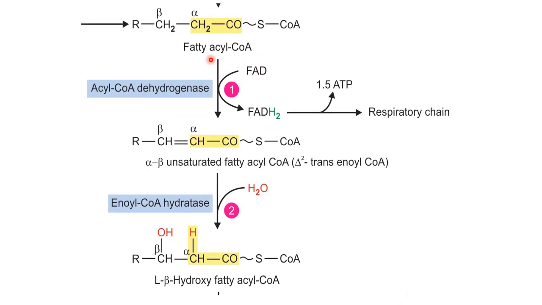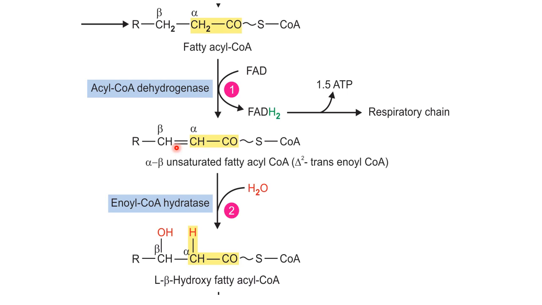Now, fatty acyl-CoA undergoes FAD-linked oxidation, and the enzyme is acyl-CoA dehydrogenase. At the end of this FAD-linked oxidation, FAD gets converted to FADH2, and the fatty acyl-CoA gets converted to the alpha-beta unsaturated fatty acyl-CoA, which is also called a trans-acyl-CoA. It is an unsaturated fatty acid because there is a formation of a double bond between the alpha and beta carbons.